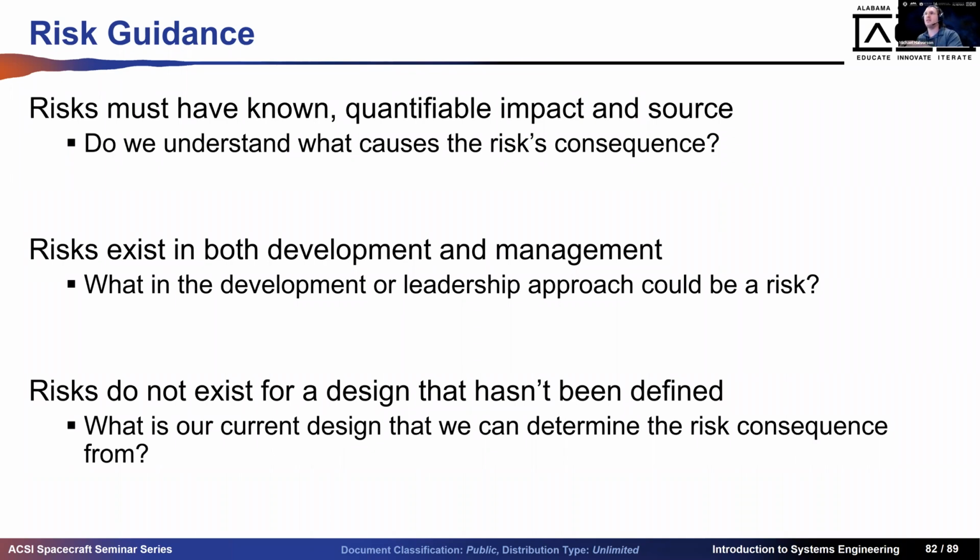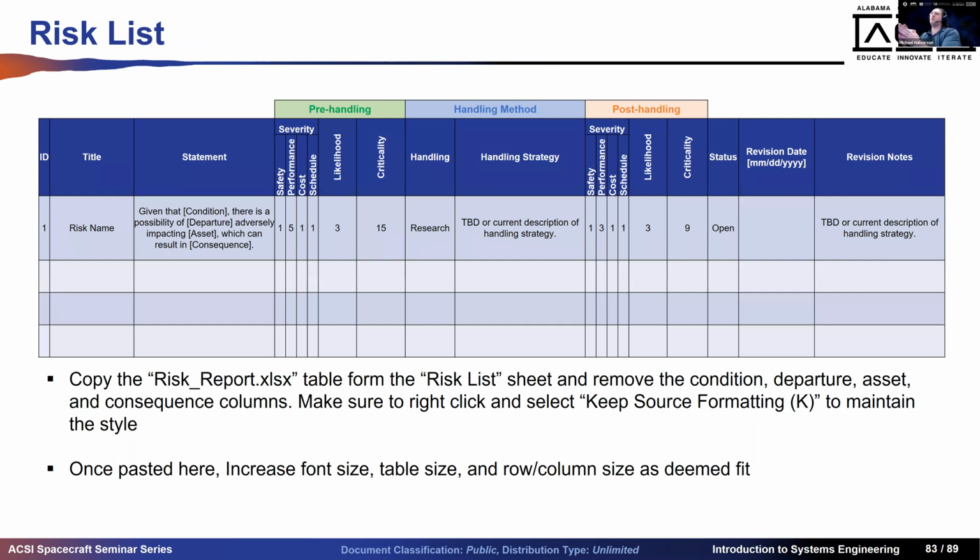Risk is a consequence of the design. The consequence is not the risk itself. Okay, so this is what a risk statement looks like, and the risk template has been provided to everybody here. It's in the Slack community channel. It's also available on the CubeSat Initiative website. So all of the risks are going to read the same way. Given that condition, there is a possibility of departure adversely impacting asset, which can result in consequence.